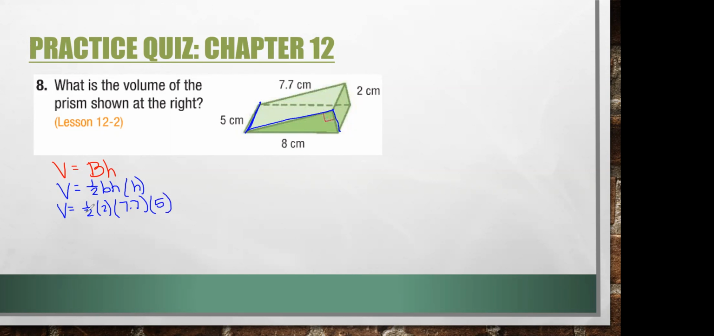Okay. So we would take half of 2, which is 1, and multiply by 7 7/10, and then by 5. So 1 times 7 7/10 is 7 7/10, and then we multiply by 5. So then you just punch that into a calculator, and the volume is 38 and 5/10 centimeters cubed. And then that is your final answer. Okay.